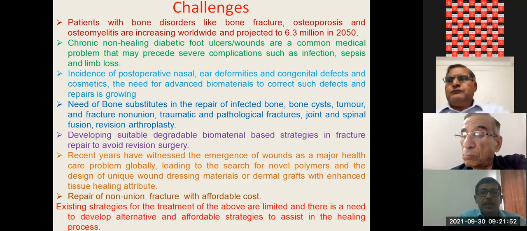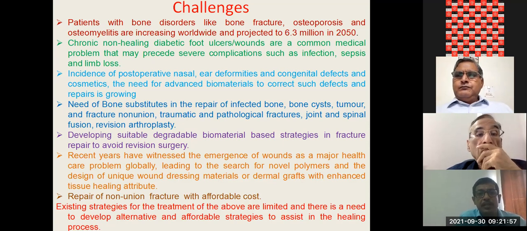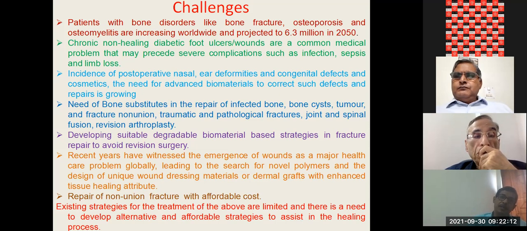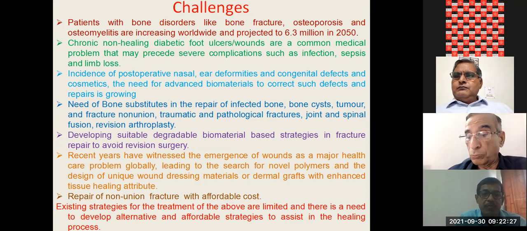Another problem faced by human surgeons, particularly plastic surgeons, and animal surgeons also, is the chronic non-healing diabetic foot ulcer or wounds, and sometimes there is a complication that leads to infection, sepsis, and limb loss. Another point: plastic surgeons, particularly human plastic surgeons, face problems of congenital deformities like ear deformities and nose deformities, and that leads to a societal problem, particularly for the weaker section of people, particularly women, for their marital problem.